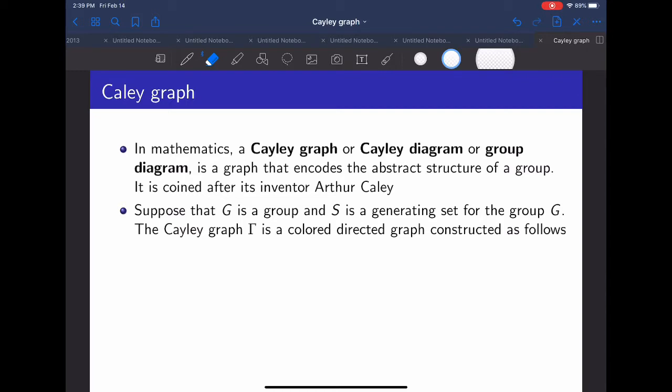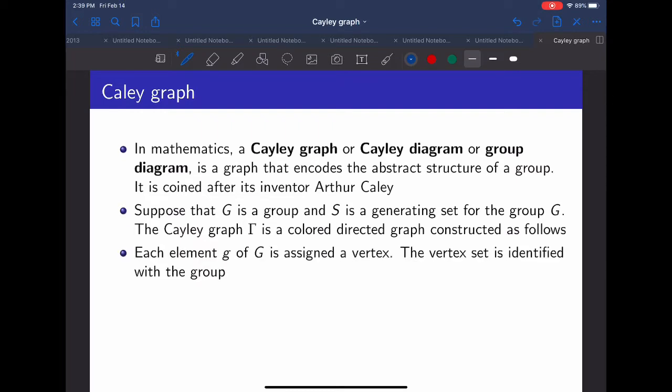Then the Cayley graph, which we denote by gamma, is a colored directed graph which can be constructed as follows. Each element g in the group is assigned a vertex. The vertex set is identified with the group G. Each generator s is assigned a color, which we denote by C sub s. So the color here is a function on the generating set.